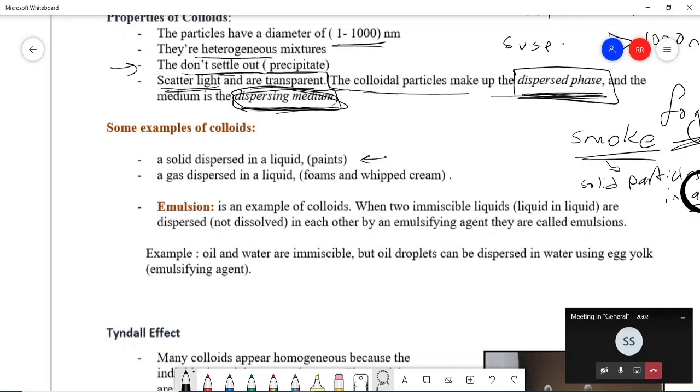Gas dispersed in liquid: foam and whipped cream. So the foam that we have in soap or in our shaving cream or whipped cream that we eat, all of those have small bubbles of gas trapped inside the liquid. They don't precipitate, but they are distributed among the mixture, but they don't have a uniform composition. That's why instead of saying dissolved in a liquid, what do we say?